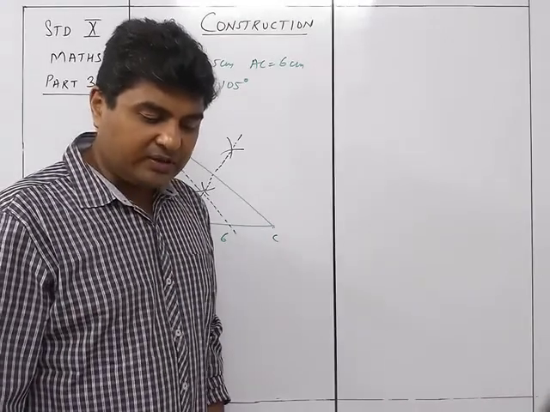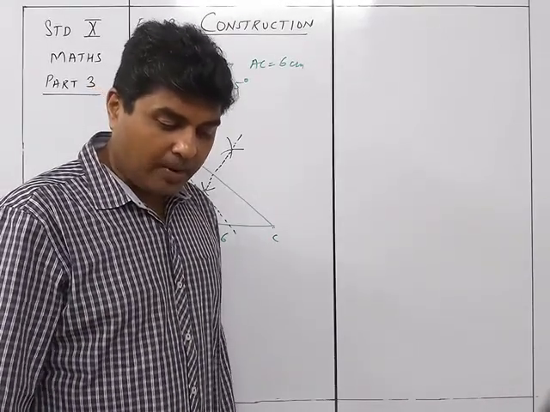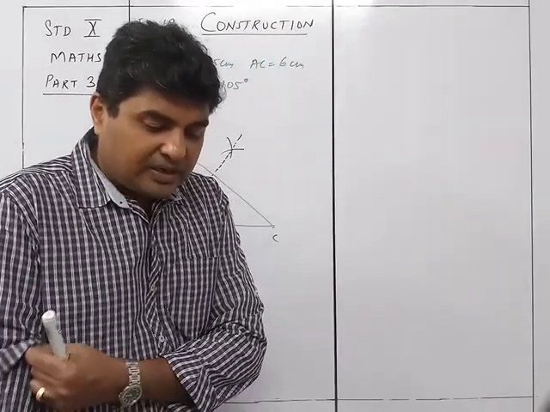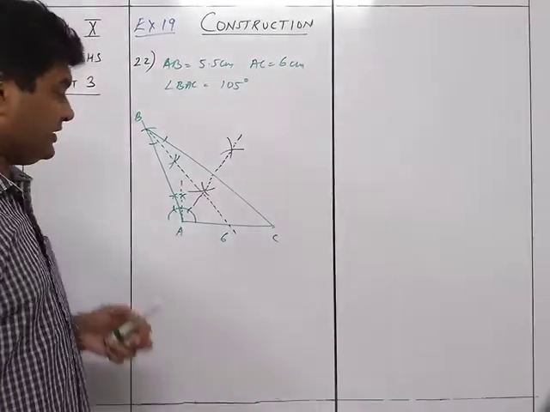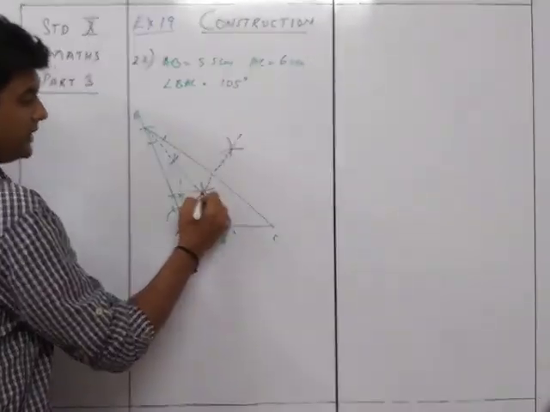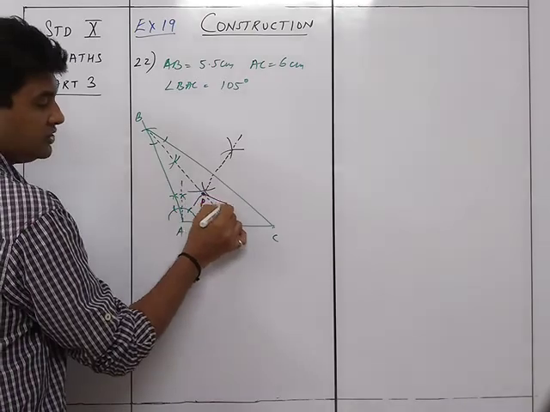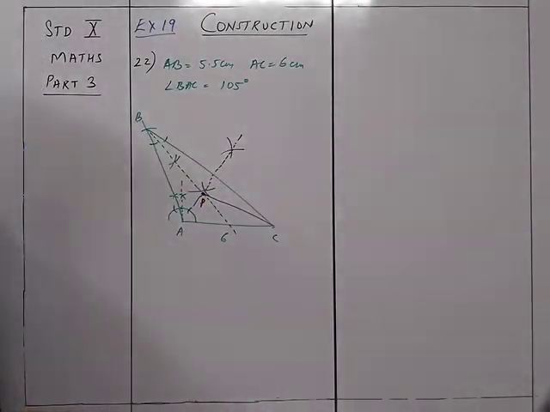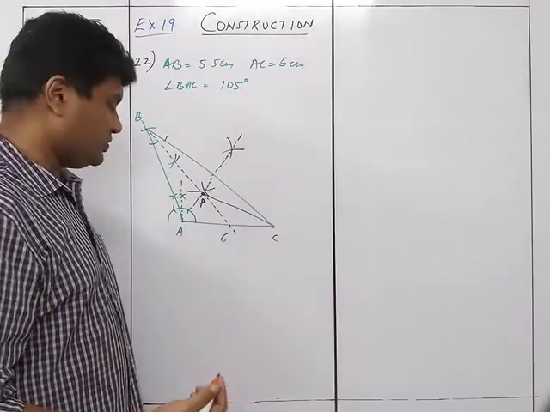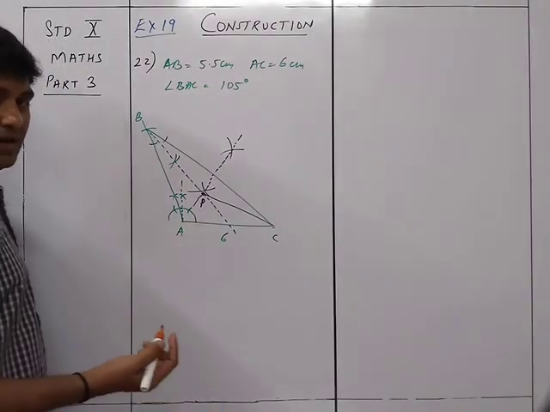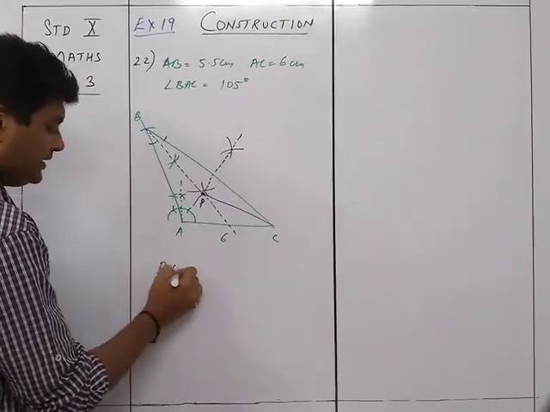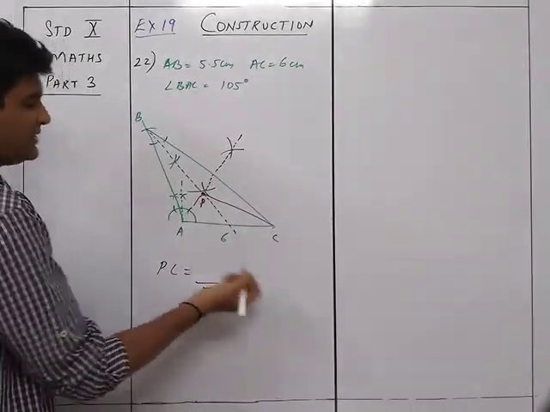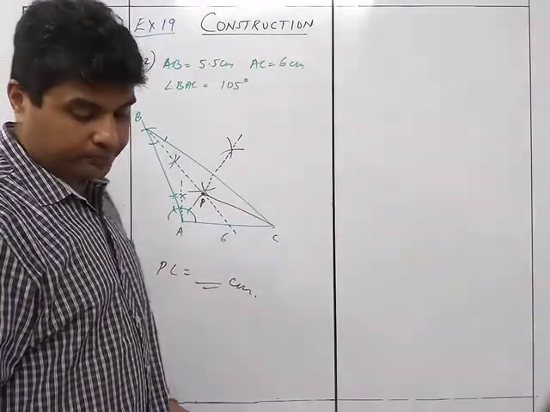Mark the point P which satisfies both the above two loci. Measure and write the length PC. So this point over here is your point P, and you just join this PC and measure it and write down whatever the value it is. So PC is equal to something centimeters. So that's it. That is sum number 22.